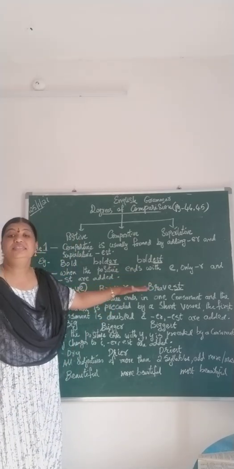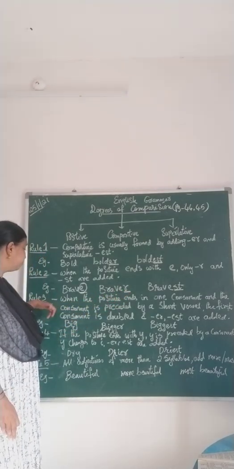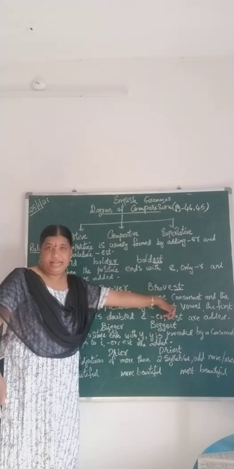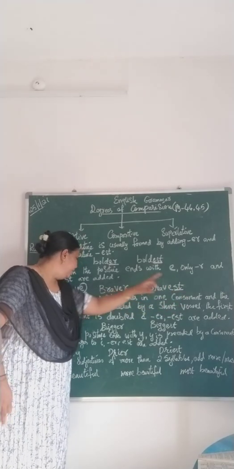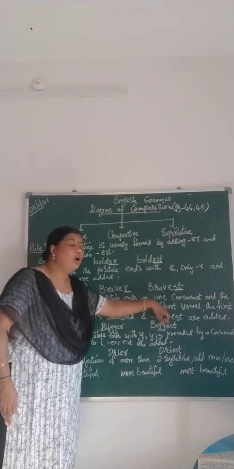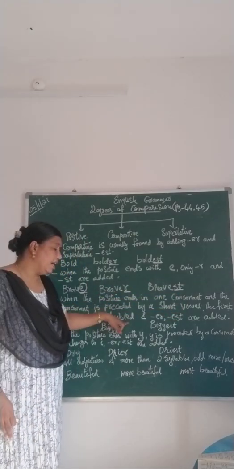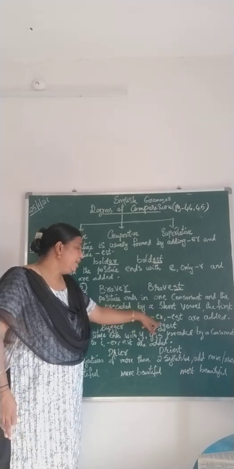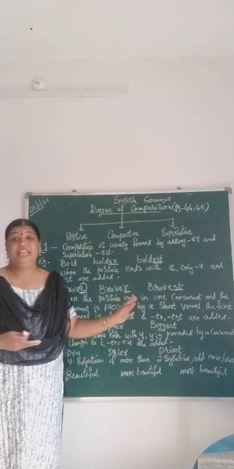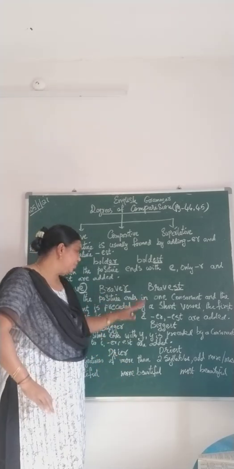Now, let's go to the third rule. Please concentrate. When the positive ends with one consonant, and the consonant is preceded by a short vowel, the first consonant is doubled and ER and EST are added. Very lengthy, no? Very confusing, right? I'll tell you in a very simple form.